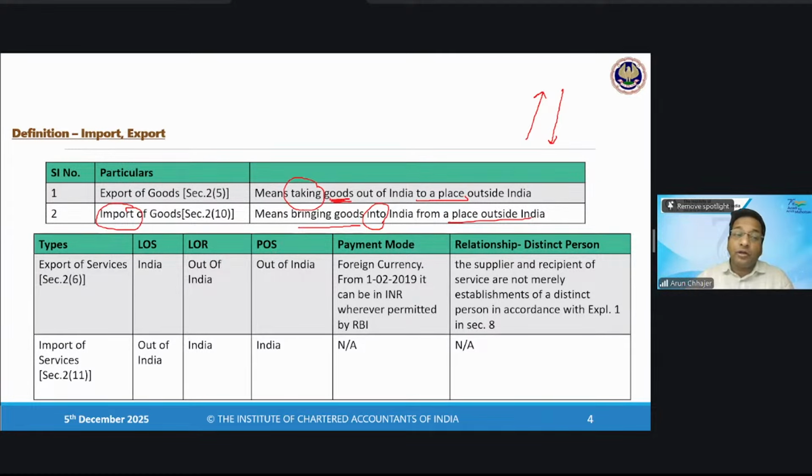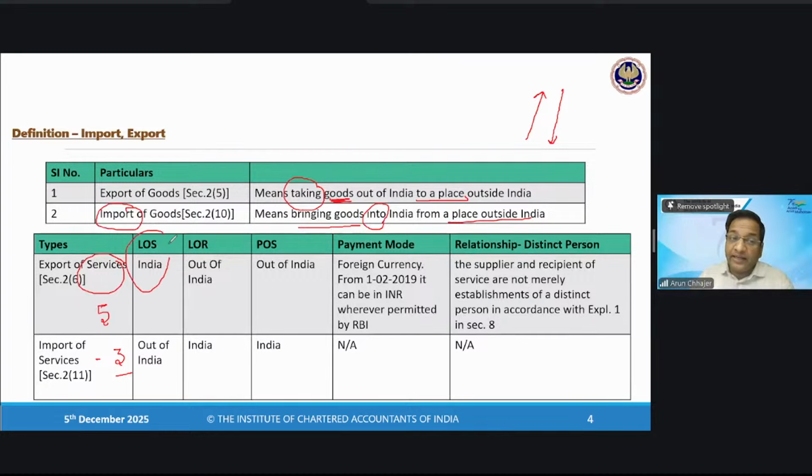But if I talk about service, then for export of service there are 5 conditions. For import of service, there are 3 conditions. Now, all the conditions have to be followed in order to say that the transaction is export or import.